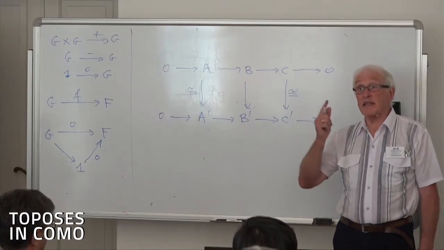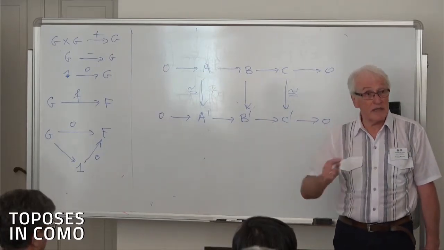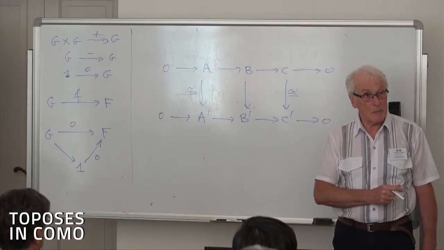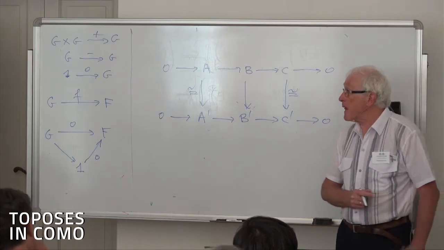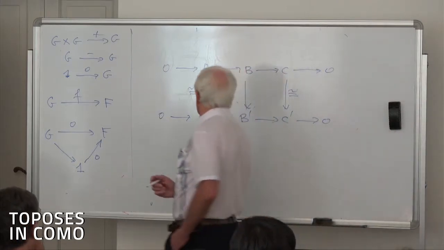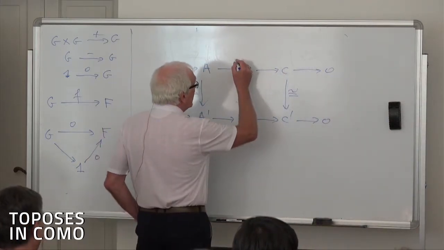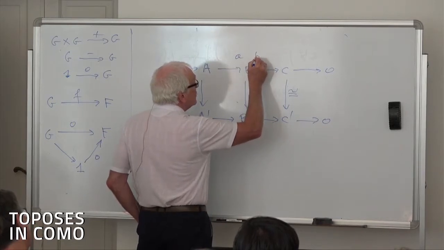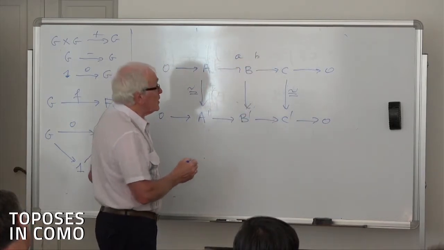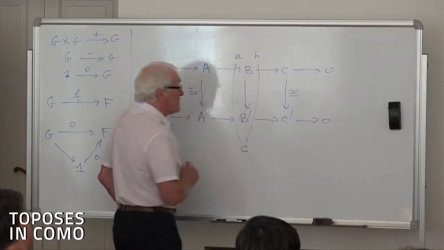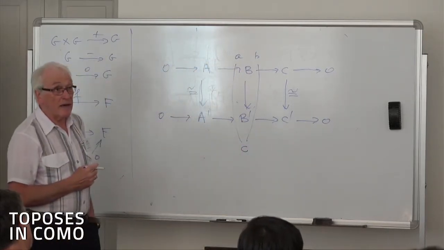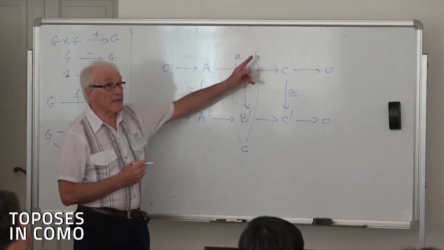This means that it is both a monomorphism and an epimorphism. Let me prove first it is a monomorphism. To prove that it is a monomorphism, I have to take two elements here, A and B, which are mapped on the same element C, and I must prove that they are equal.